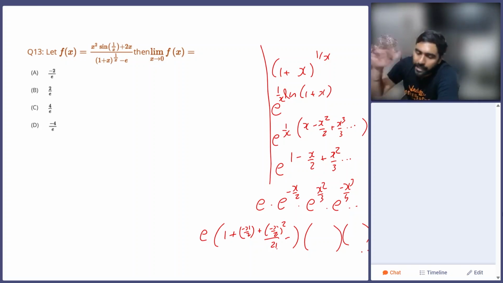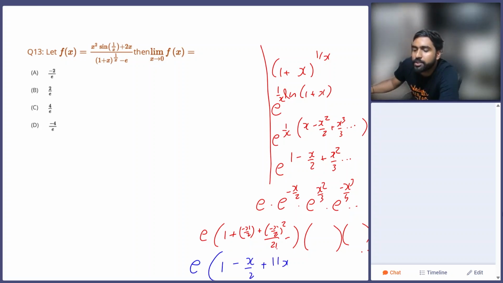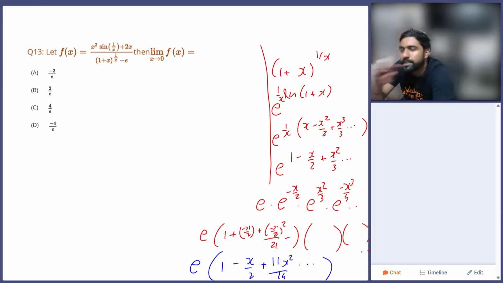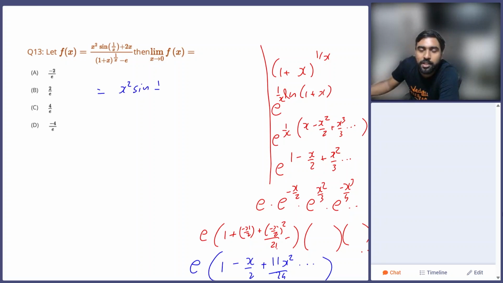After simplifying this out, what you actually get is a standard result which you should remember: e into 1 minus x by 2 plus 11x square by 24. These are the only two terms you have to remember. Higher powers like x cube we don't use often, so you can leave that out. This is the important part to remember. Now, what is the use of this expansion series? In this question, you have sine square x into sine 1 by x plus 2x divided by, if I use this expansion series, what do I get?